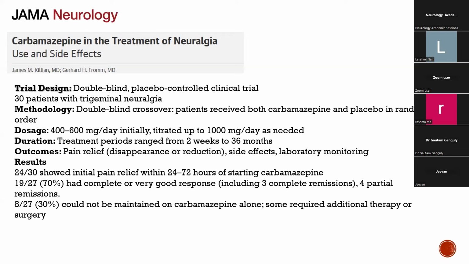The outcomes included pain relief, that is either reduction or disappearance of the pain, side effects, as well as laboratory monitoring. The results: 24 out of 30 showed initial pain relief within 24 to 72 hours of starting carbamazepine, and 19 out of 27, that is 70%, had complete or very good recovery, including 3 complete remissions and 4 partial remissions. And 8 out of 27, that is 30%, could not be maintained on carbamazepine alone, and some may require additional therapy as well as surgery.